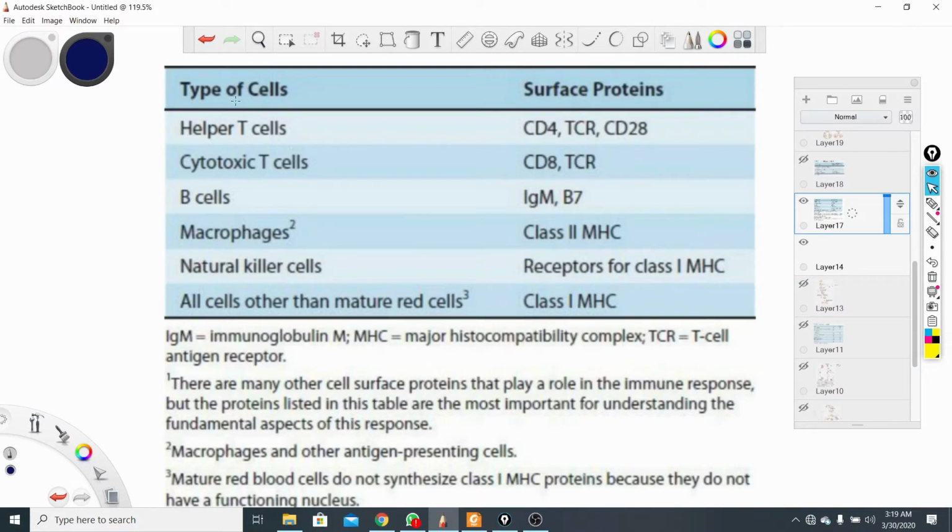So here is a table of cell types. Helper T cells means CD4 T cells, and cytotoxic T cells means CD8 T cells, which are recognized by representative receptors on the surface of the cells. These are surface proteins: CD4 for the helper T cells, CD8 for the cytotoxic T cells. In the B cells, we can see IgM is present, which is not present in the helper T cells and cytotoxic T cells, as we have seen in the previous figure.